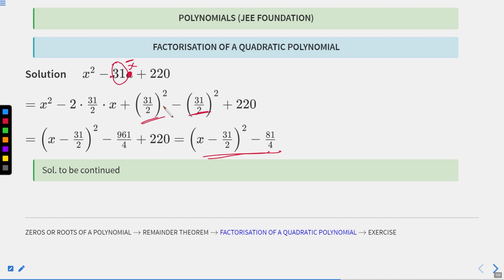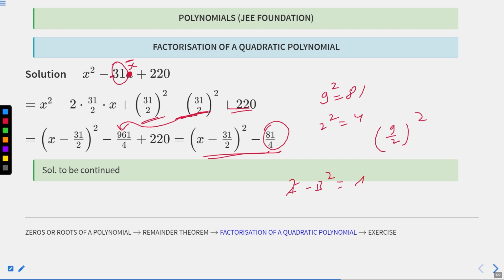So whole square minus this term, this term is over here, and solving this will give me this, and I know 9 square is 81 and 2 square is 4, so it is just 9 by 2 whole square. So making a square minus b square as a plus b times a minus b. I hope this clears all the things.